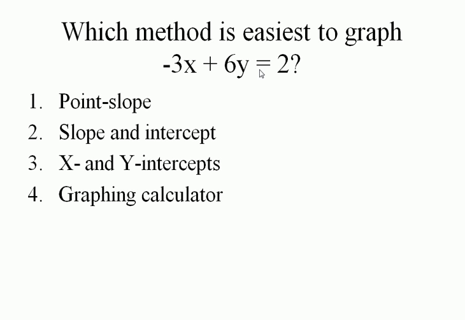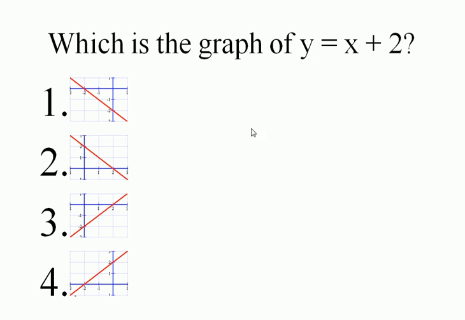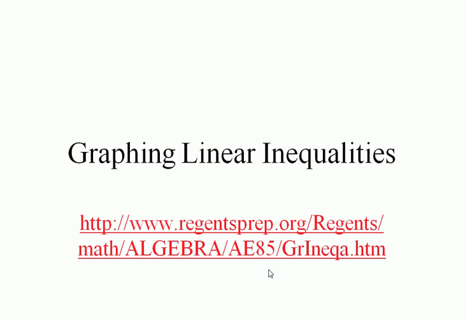Okay, so which method would we go with here? Hopefully you're thinking x and y intercepts. Which one is the graph of this? Y equals x plus 2. So which one has a y-intercept of plus 2 and a positive slope? Looks like it's number 4. We'll also talk about graphing linear inequalities, but we'll do that on Monday.